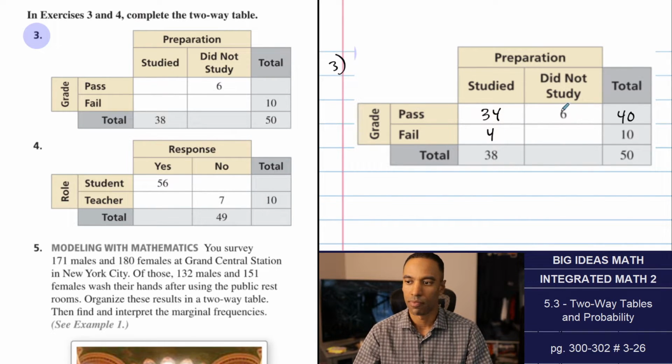And so there's that. Now, how do I find totals here? You got things within. I can do 10 minus 4 to get 6. I can do 50 minus 38 to get 12. I could have also done 6 plus 6, which is 12.